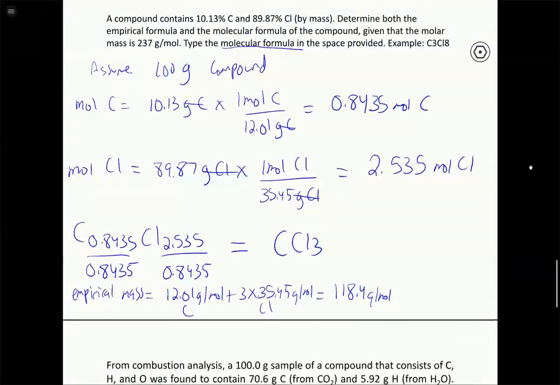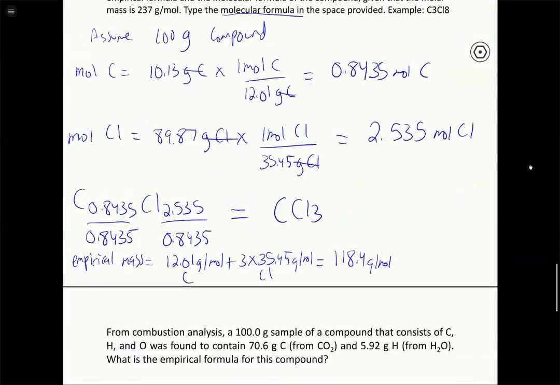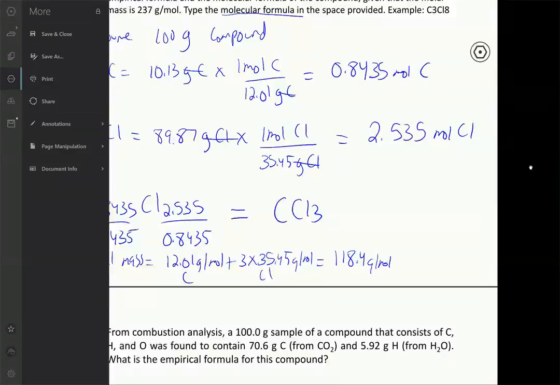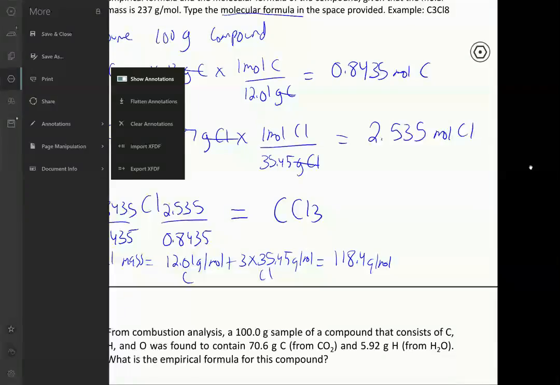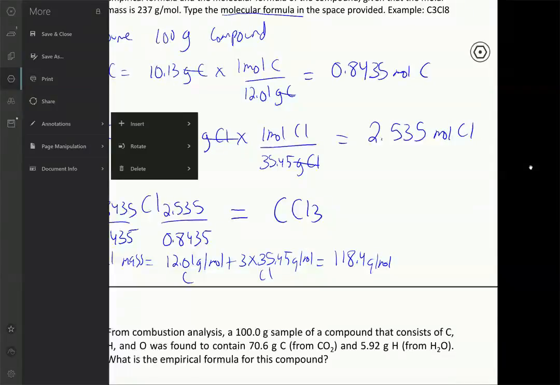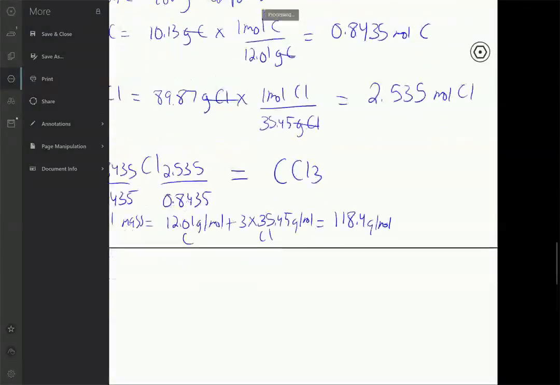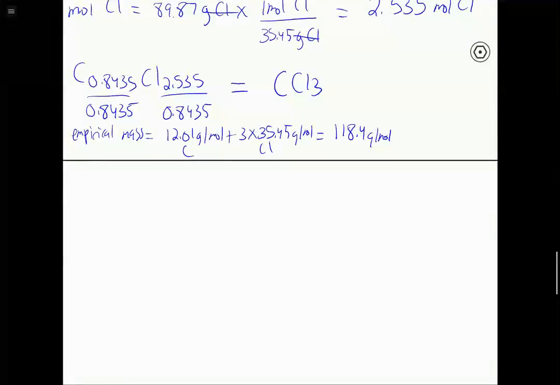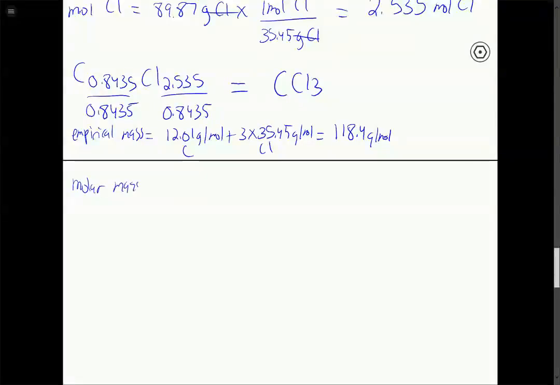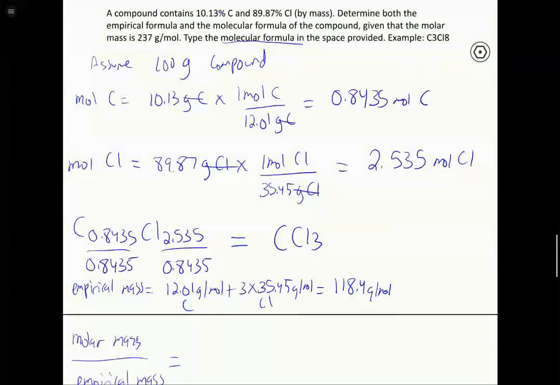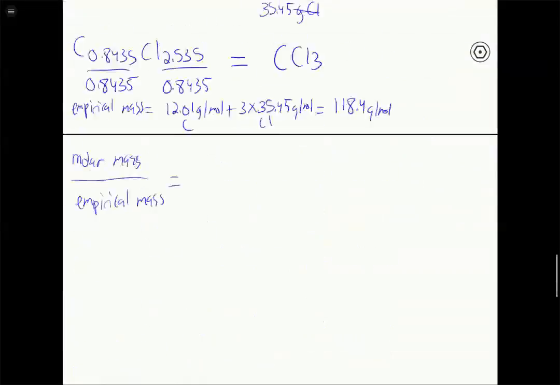And then remember what we have to do here is we're going to divide the molecular mass by the empirical mass. So I'm running out of room again. I'm going to add another page. Alright, so we're going to take the molar mass, which is given to us, and divide it by the empirical mass. So the molar mass is given as 237.